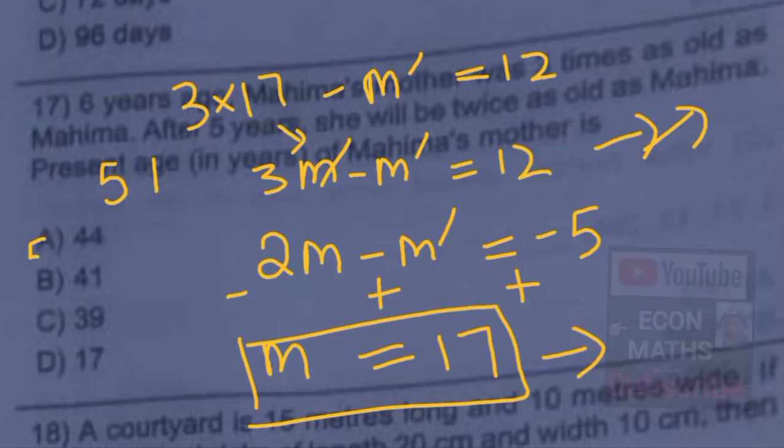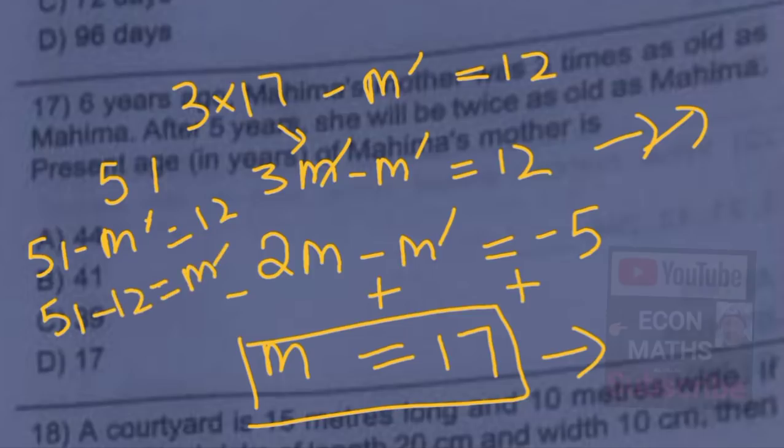So I will write here 51 minus m dash is equal to 12, or 51 minus 12 is equal to m dash, or m dash is equal to 51 minus 12, that is 1 minus 2 is 9, and 4 minus 1 is 3. That means the age of Mahima's mother should be 39. So yes, there is the option of 39.